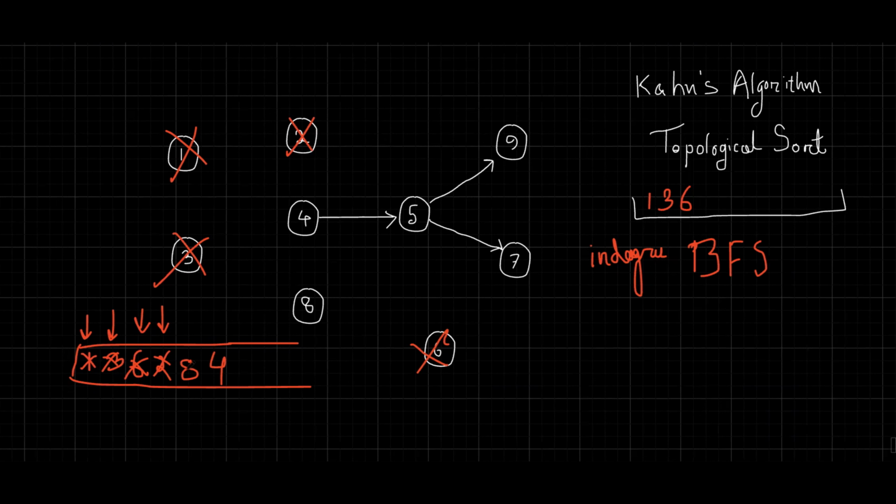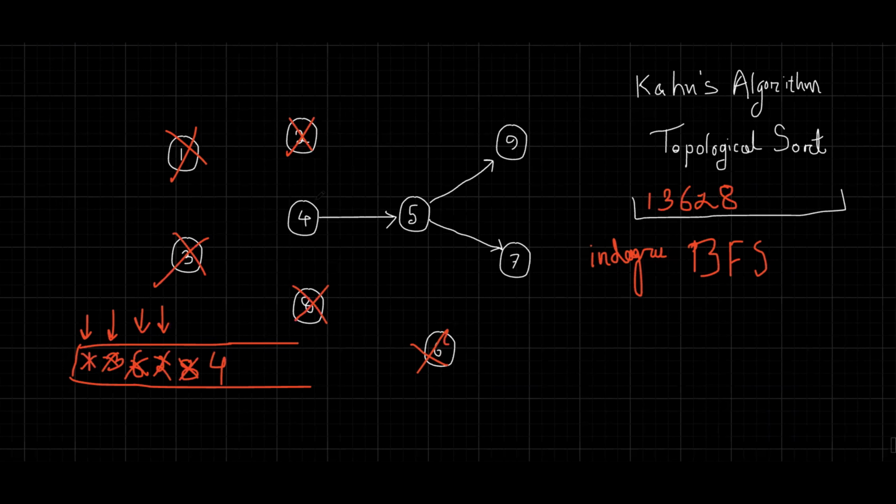Now our front element of the queue is 8. So we have to remove 8. And we have to add 2 and 8 also here. Now 8 does not have any outgoing edge so far. So we don't have to add anything into the queue till now.